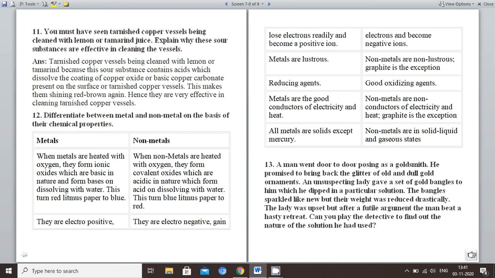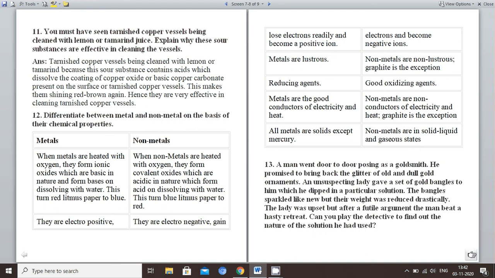दिया. ओके, tarnished copper vessels are cleaned with lemon or tamarind because these sour substances contain acid which dissolves the coating of copper oxide or basic copper carbonate present on the surface of tarnished copper vessels. This makes them shining red-brown again, hence they are very effective in cleaning tarnished copper vessels. I hope this question is clear.